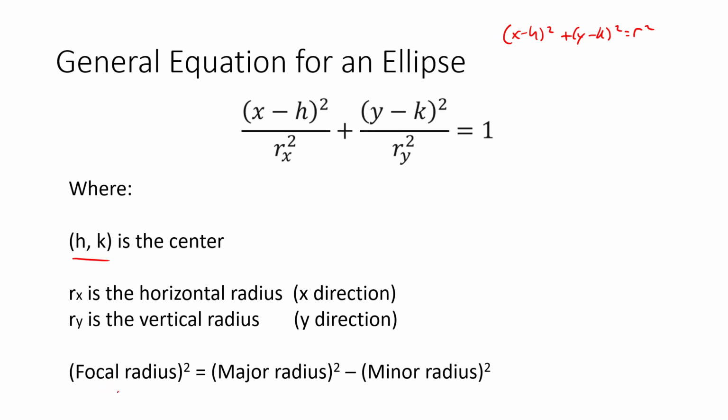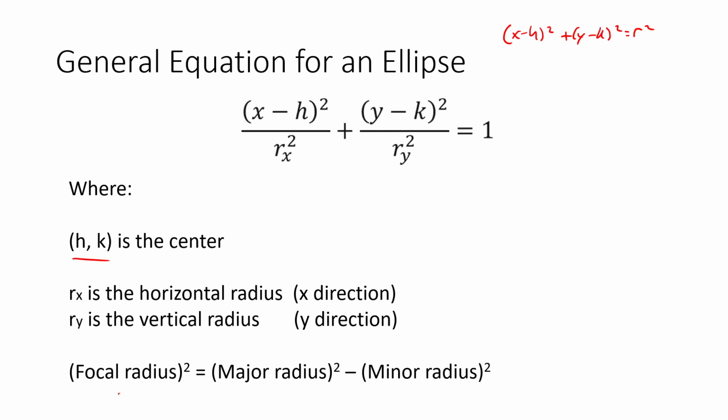We're going to say that the focal radius squared is equal to the major radius squared minus the minor radius squared. Not going to prove that formula, but I'll just say it comes from setting up the Pythagorean theorem in a certain way. We'll see that in a moment.